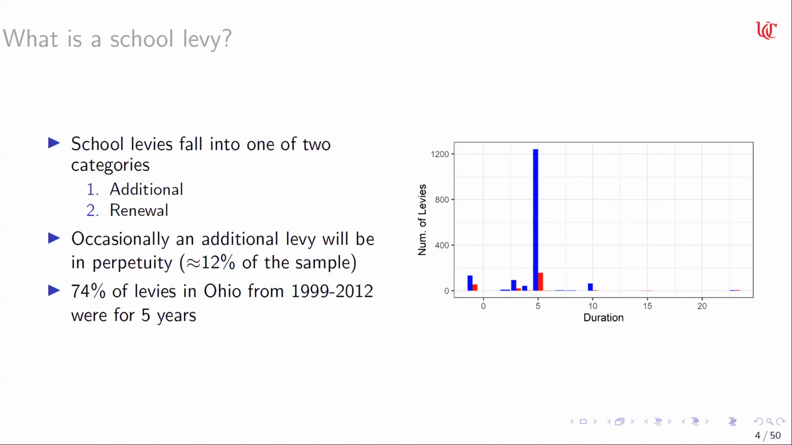So if you think about an additional levy which had passed for 5 years over here, 5 years later, it will come up for renewal more than likely. I believe it was about 93% of the levies when they expire go up for renewal. So almost always when you have a levy expire, the school district's going to say, we already had this money, we're going to want to keep using it. So they're going to put it up for renewal.